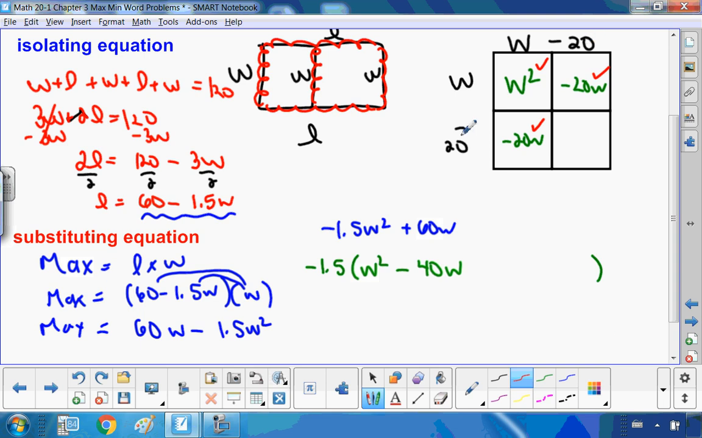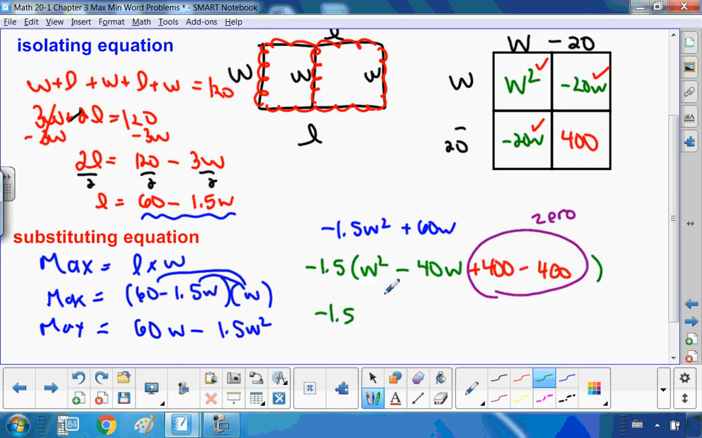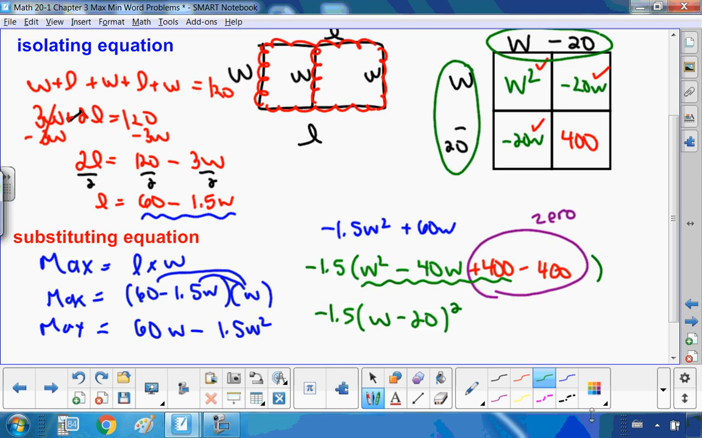So I'm going to do negative 20 times negative 20, which will be positive 400. So inside the brackets, I add 400 and I also subtract 400. The reason I subtract 400 is because 400 take away 400 is 0, and you can add 0 to anything without changing its value. So now let's factor my perfect square trinomial, which is right here. And I know from my grid it factors as W minus 20 times W minus 20, or W minus 20 squared. Now, I still have that negative 400 inside the brackets that I have to get rid of.